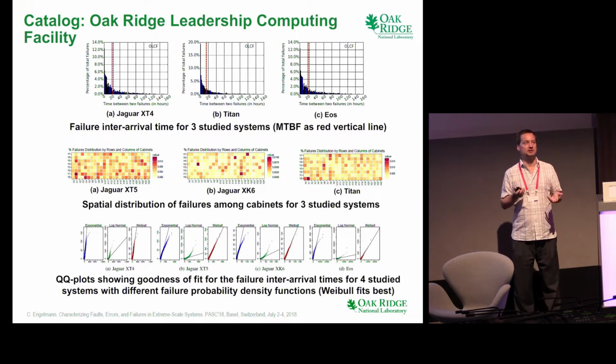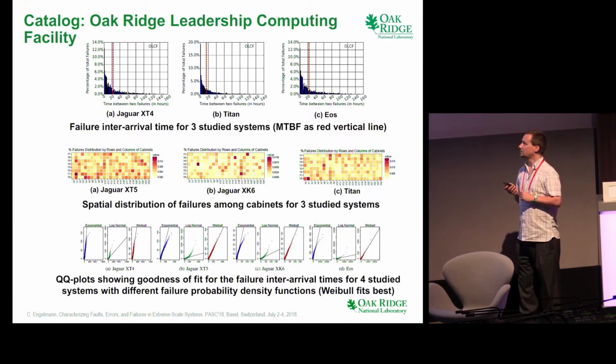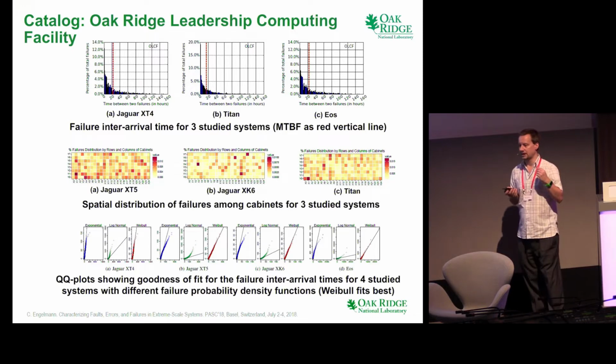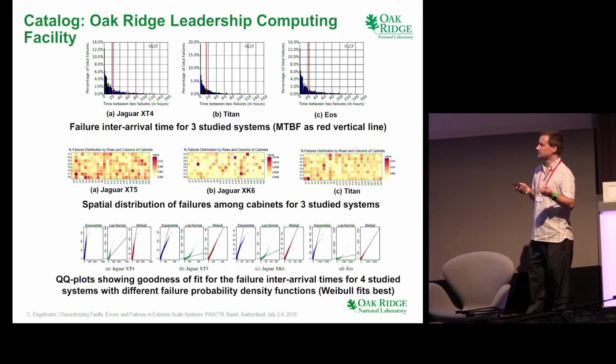We sometimes see correlation between heat and failures. Titan was the first system where we actually saw a correlation between heat and failures. Previous systems did not have that at all. And in terms of mapping the failure distributions to actual statistical distributions, we can see that Weibull typically matches pretty well.